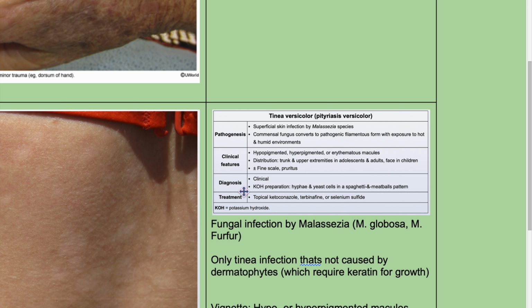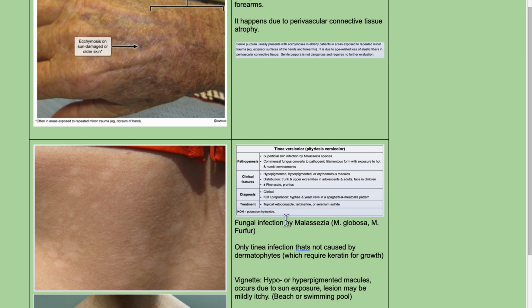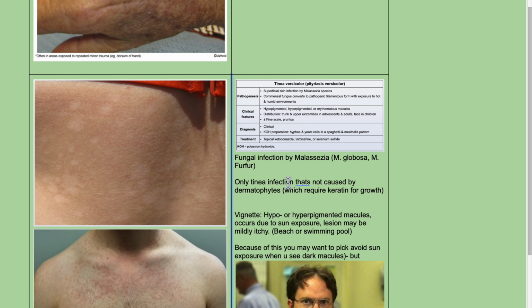Diagnosis here is clinical. You do a KOH preparation and you'll see hyphae and yeast cells in a spaghetti and meatball pattern. Treatment here is topical ketoconazole, terbinafine, or selenium sulfide. Fungal infection is by Malassezia globosa or M. furfur. It's the only tinea infection that's not caused by dermatophytes, and that is important.